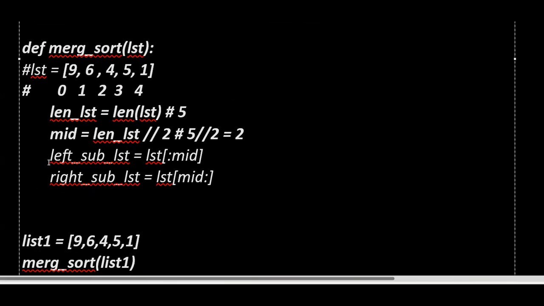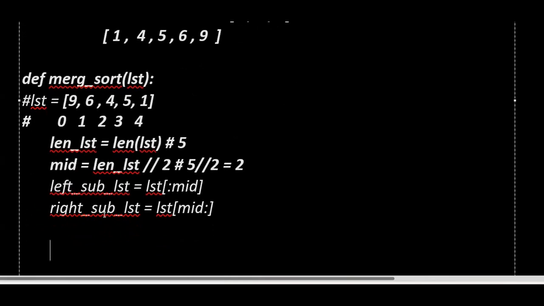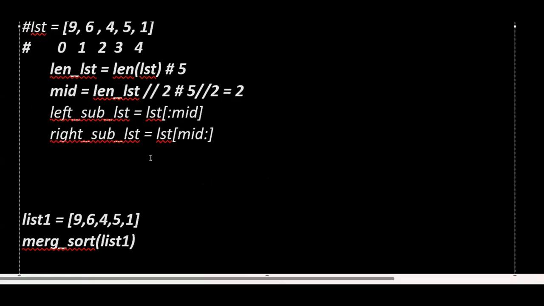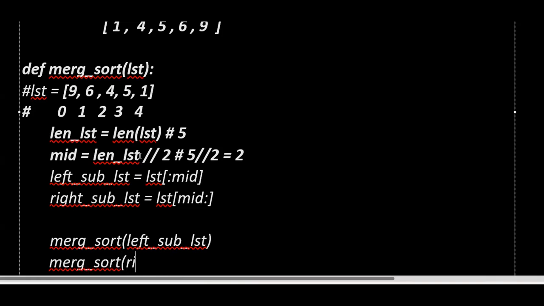Now I found my left sublist as well as right sublist. Before merging the left sublist as well as the right sublist, what I want to do, sir? Before merging, what I want to do is I just want to sort my left sublist and right sublist. Before merging this left sublist and right sublist, I again divided and sorted them. I divided and merged based on sorting. After this sorted list, I am merging these two. So I just need to again merge sort the left sublist as well as the right sublist. So I'd like to merge sort again my left sublist, as well as I would again need to merge sort my right sublist as well.